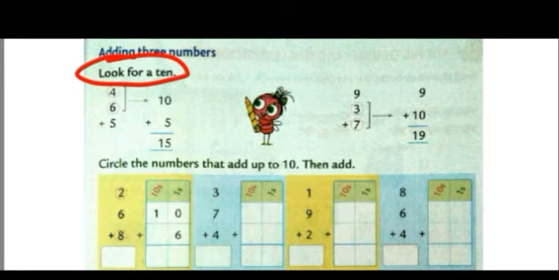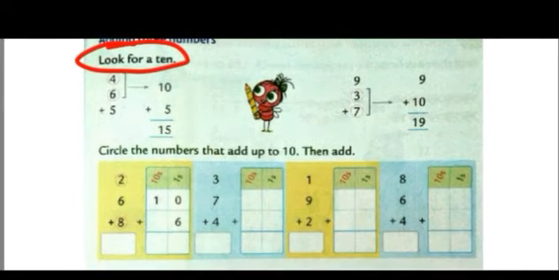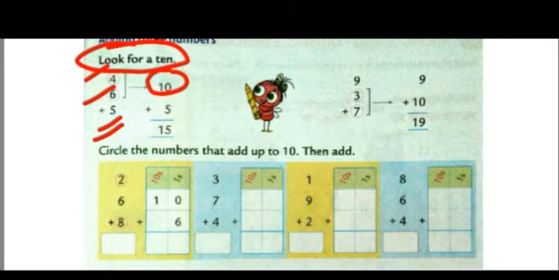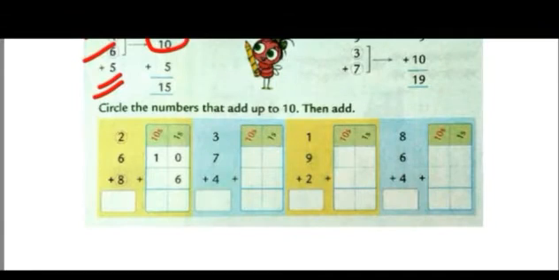Okay, so here the 2 numbers which when added give 10 are 4 and 6. 4 and 6, when you add them, they give you the answer 10. Okay, now the remaining number, that is 5, you can add to 10 and you will get the answer. So this exercise is related to this topic only. Circle the numbers that add up to 10 and then add. First you need to circle those numbers which when you add them give you the answer 10, and then you can add the remaining number to it.